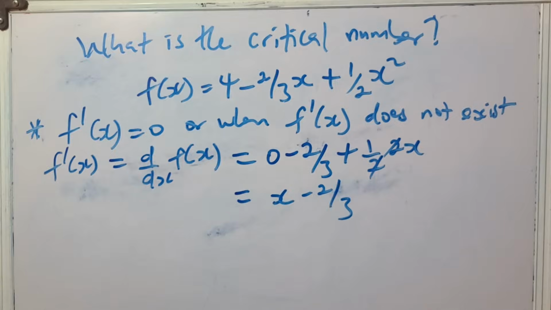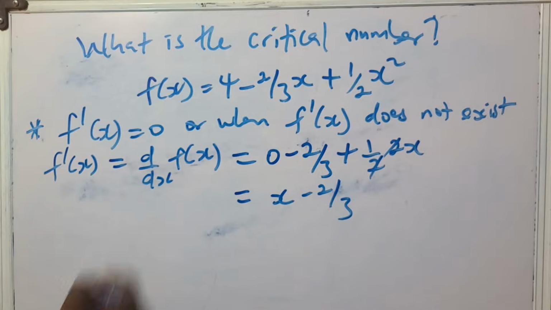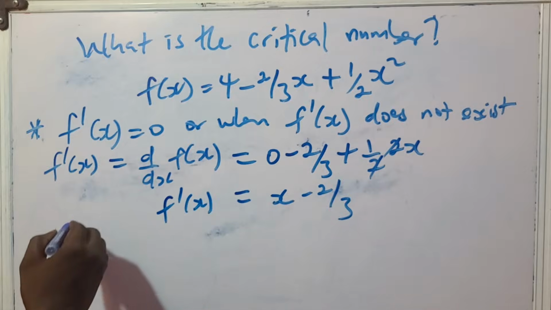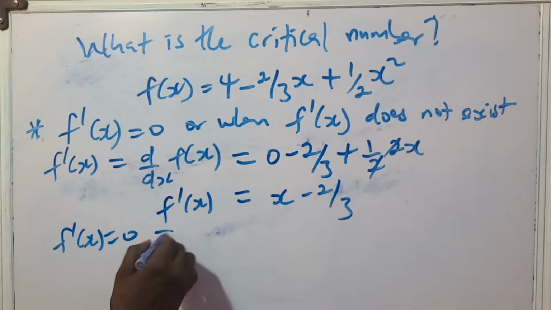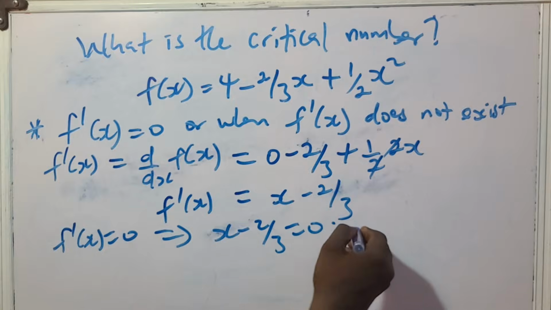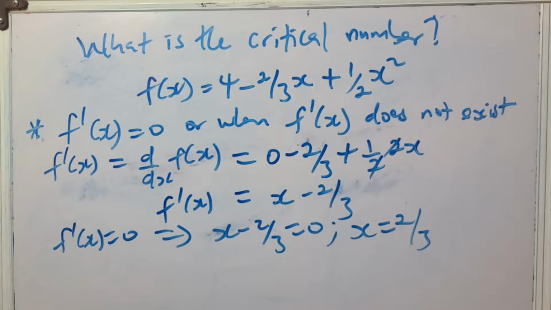Now, we said a critical number will exist when your derivative is equal to 0. So obviously, this was your derivative of the function. So f'(x) being equal to 0 implies that we have x - 2/3 being equal to 0, and this means your x here will be equal to 2/3. So the critical number is actually 2/3.